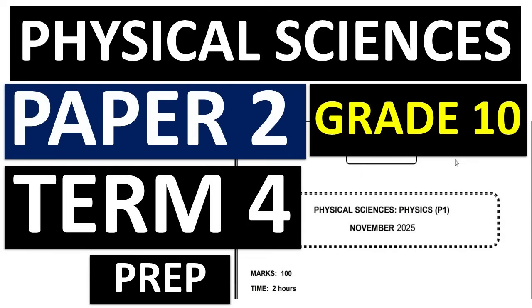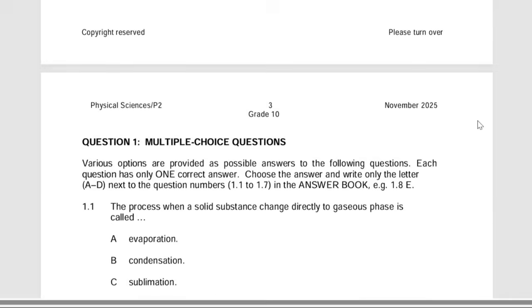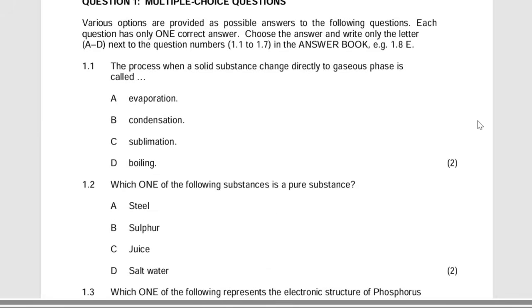Good day, greetings. We're going to look at our Physical Sciences Chemistry Paper 2. Duration is 2 hours and the marks is 100 marks. Then the first page has our instructions, then proceeding to the first question, which is our multiple choice question. So now we're going to go through our multiple choice questions.